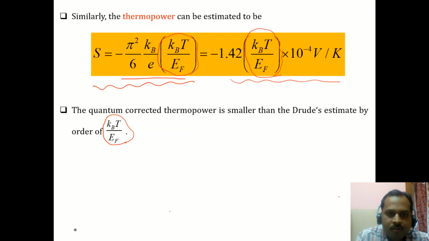So three important points here. One is that we could distinguish between the metals and the insulators through the electrical conductivity. Second thing is that we could obtain a proper expression for the Wiedemann-Franz law, which matches quite well with the experimental observations. And third is that the thermal power expression is much closer to the experimental observations. And all these things are coming because of two major factors. One is the Fermi surface, and the other one is the proper expression of the heat capacity of the solids. Classically we had overestimated the heat capacity. Now we have obtained the proper expression for the electronic heat capacity.